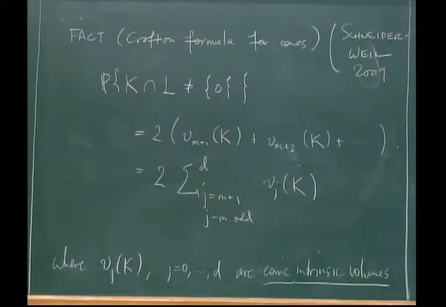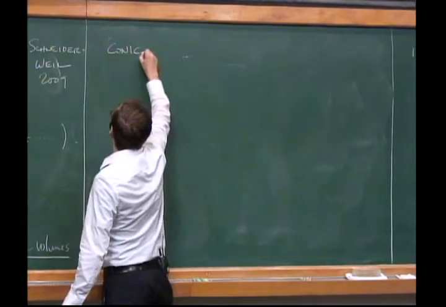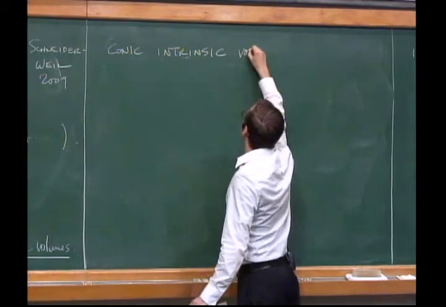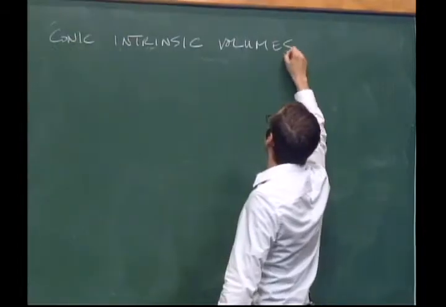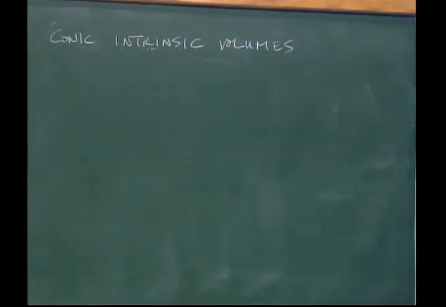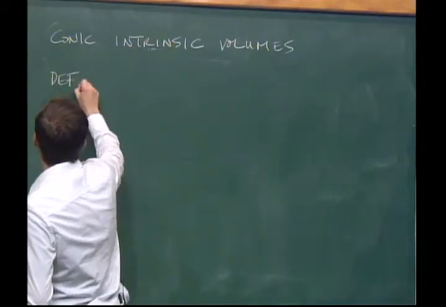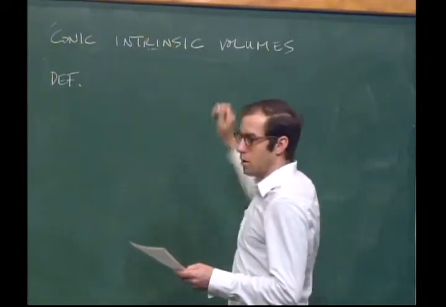So that's the next thing we need to discuss. What are conic intrinsic volumes? So we're going to start out with a simpler case, which really contains the germ of the idea, but you need some approximation arguments to move to the general case, and I don't really want to talk about those. So we're going to start out with a definition that tells us what these quantities are.